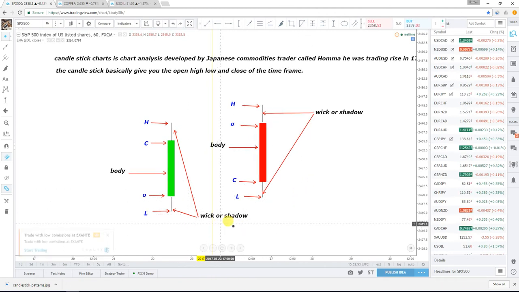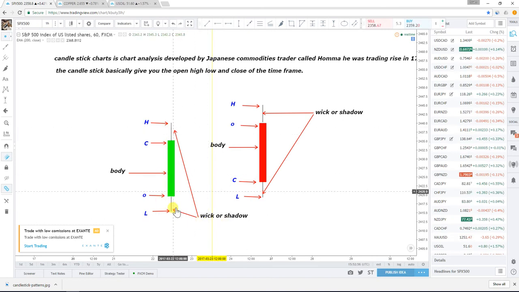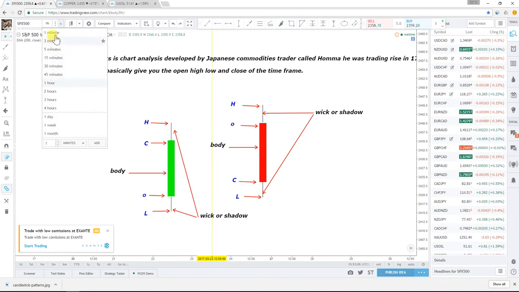In general, the basic information that the candlestick gives you is the open, high, low, and close of the time frame. As you can see guys, I can change the time frame from a minute to a month, and it will give me the same thing. Each and every candlestick represents the time frame. If I put on 1 minute, it's gonna represent 1 minute. Each and every candlestick is gonna take 1 minute to complete. And if I put on 30 minutes, it's the same thing. If I put on 2 hours, it's the same thing.